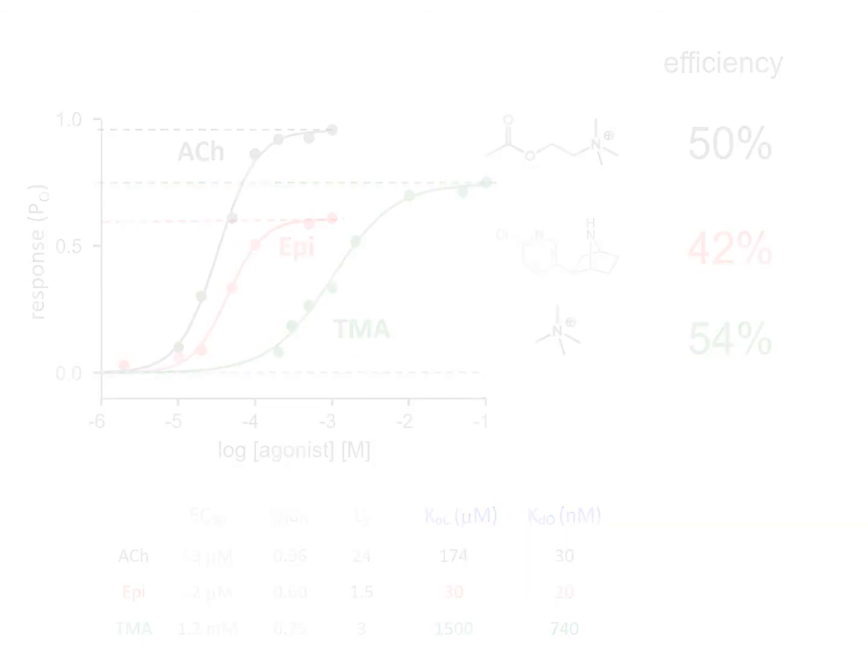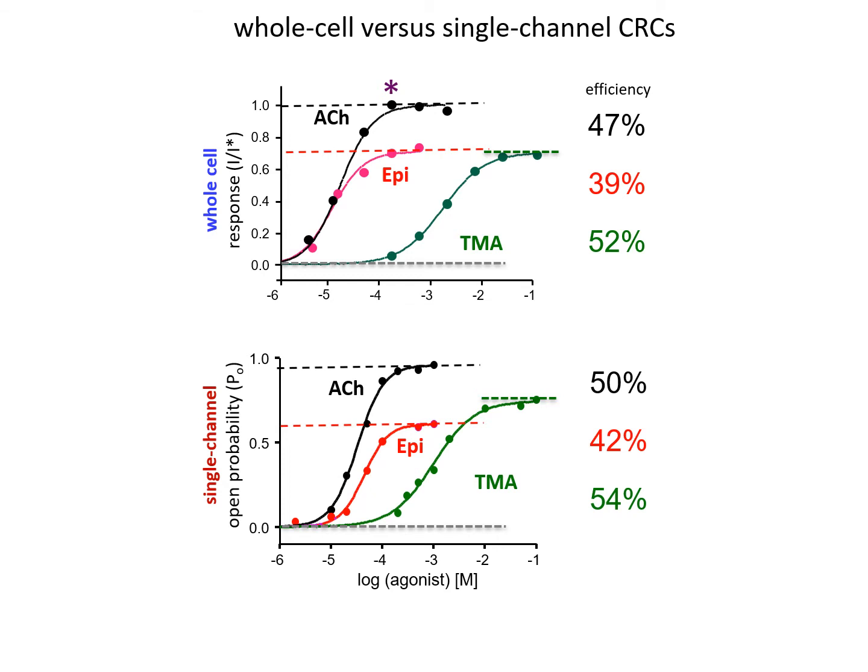So that's shown in the top panel here, the ion flux dose response curves, and the single channel open probability dose response curves that I showed previously are repeated here at the bottom. And you can see in the whole cell measurements, the efficiencies are slightly lower than they are in the single channel measurements, but the relative efficiencies of the three agonists remains the same. And the reason they're lower is because of desensitization. In the single channel data, all desensitization has been removed from the accounting. So we are just talking about binding and gating in the bottom panel.